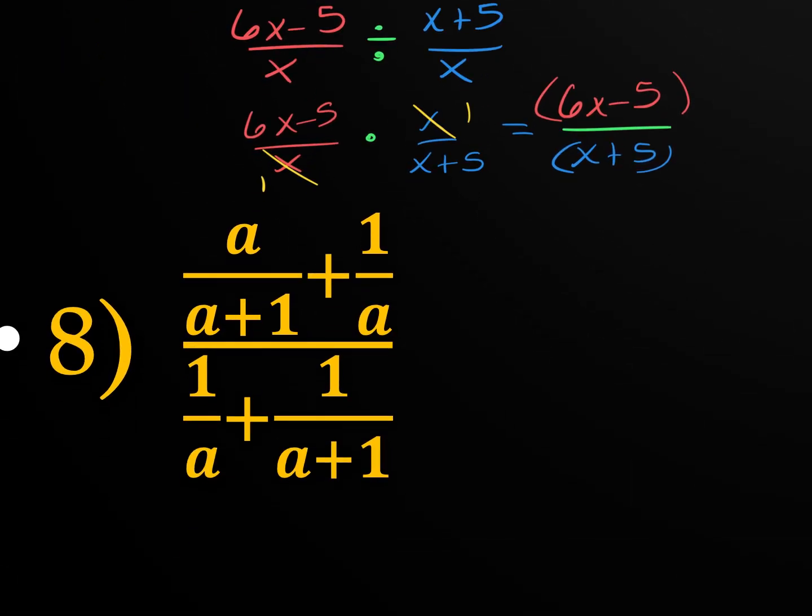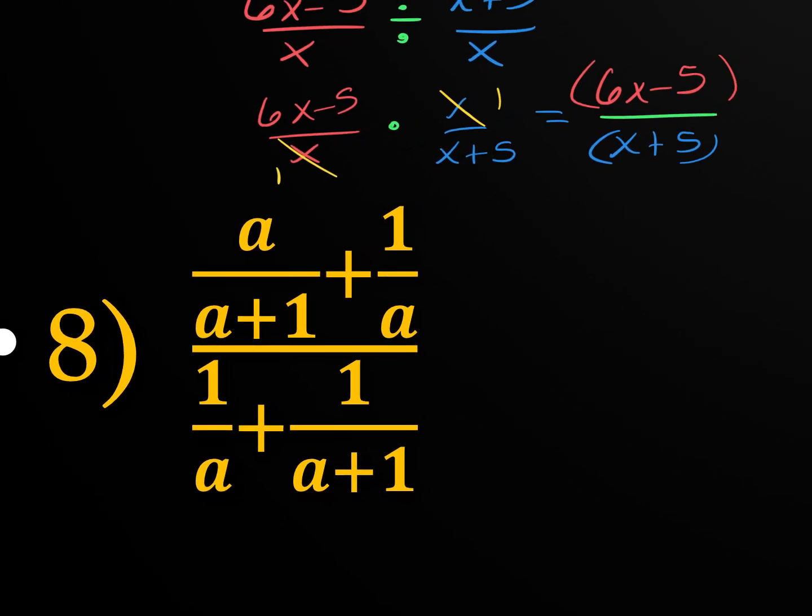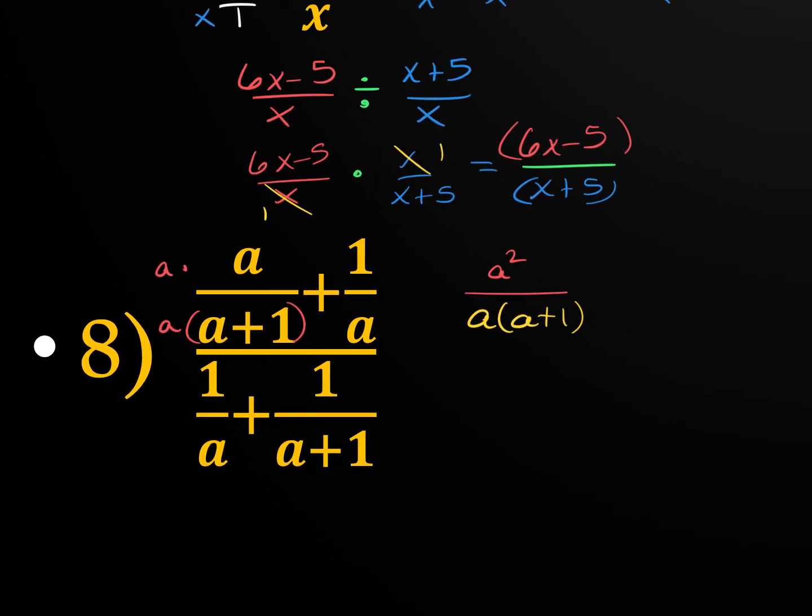So for number 8, we need to find a common denominator. My common denominator is going to be both of these. It's actually going to be a times a plus 1. So the first fraction is missing the a. So I times the top and the bottom by it. So it becomes a squared. And then the second fraction is missing the a plus 1. Whatever you multiply to the bottom, multiply to the top. So 1 times a plus 1 is just a plus 1. And then the denominator now is the same.